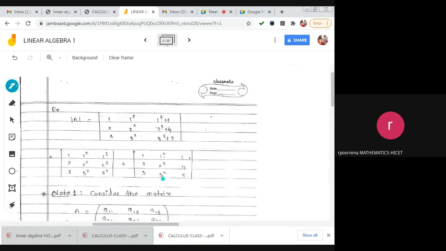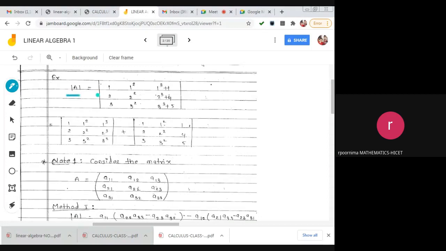So here is an example. Determinant A is equal to 1, 2, 3 as the first column. Then 1 square, 2 square, 3 square is the second column. Then 1 cube plus 1, 2 cube plus 4, 3 cube plus 5 is the third column. So we split the determinant: the first column 1, 2, 3, then the second column 1 square, 2 square, 3 square. For the third column, you consider the first part of the sum, that is 1 cube, 2 cube, 3 cube.